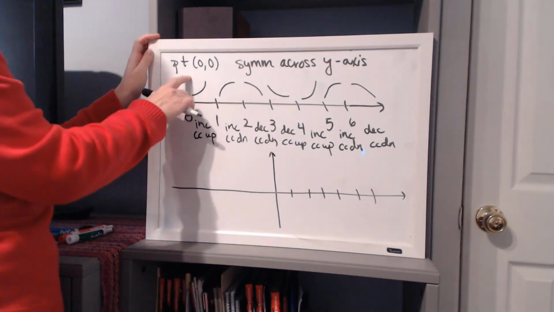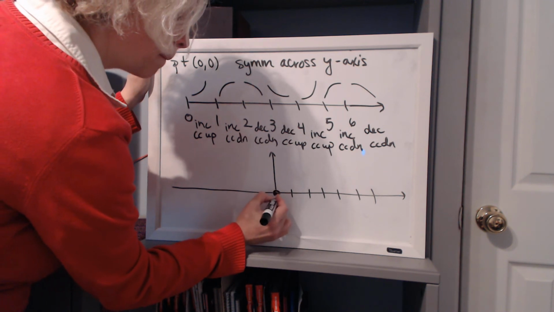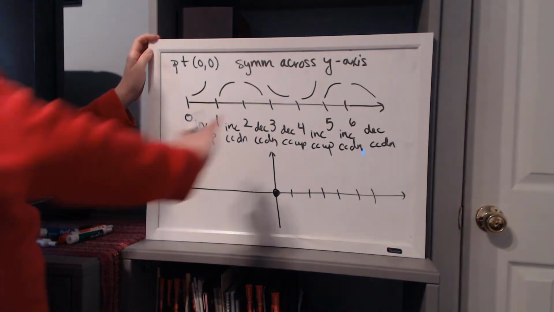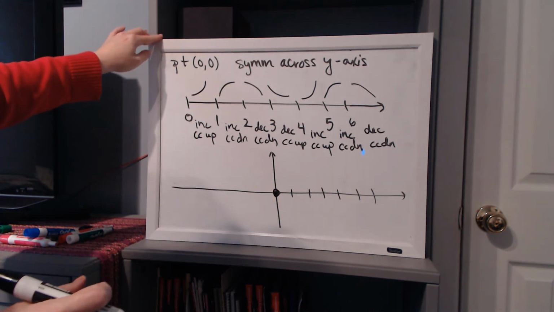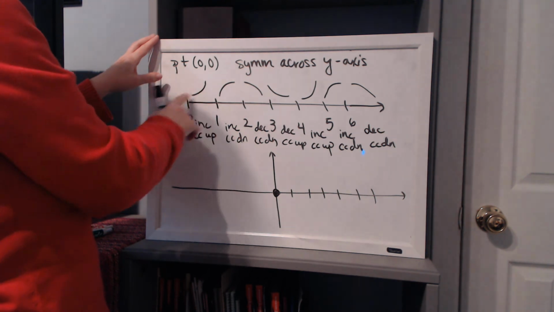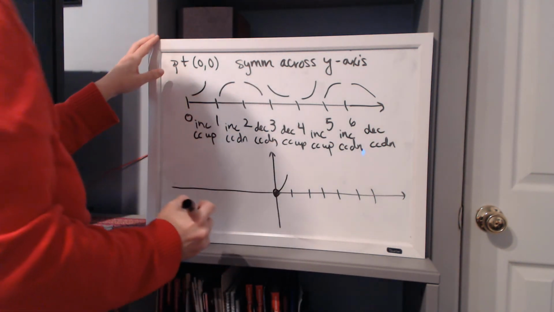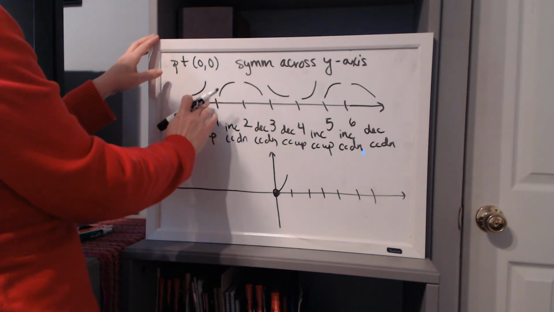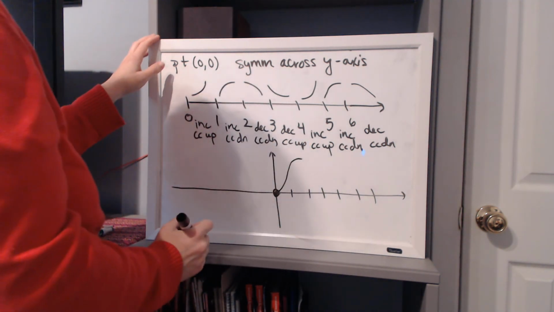We know one point on the graph, that is the point 0, 0. Everything else we get to make up. We're going to start at 0, 0. I'm going to work on the right side and then reflect it across to the left. Okay, so we need to be increasing and concave up, so it needs to be something kind of like this. So we'll get something like so. And then we're going to switch to increasing and concave down.